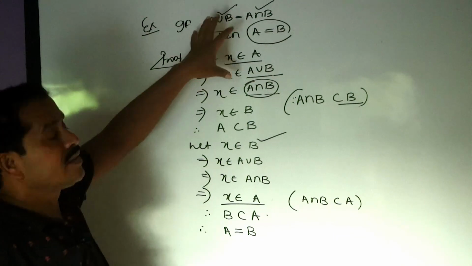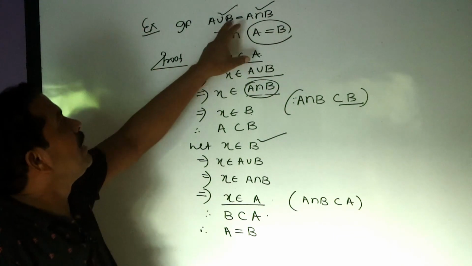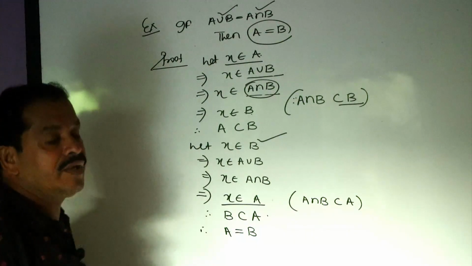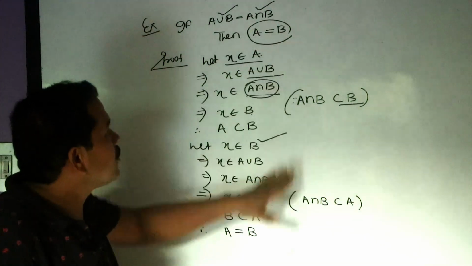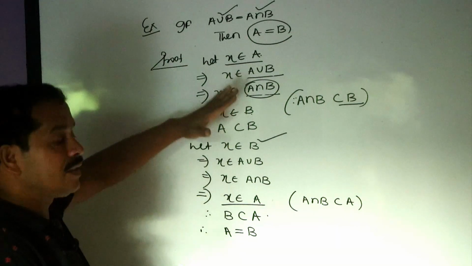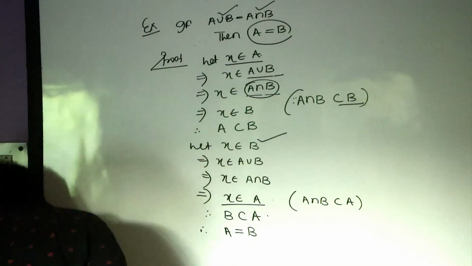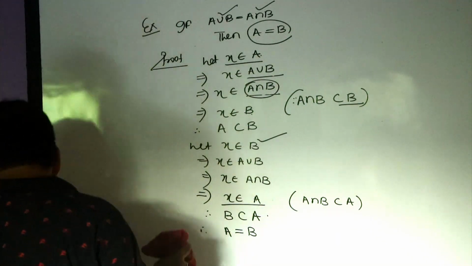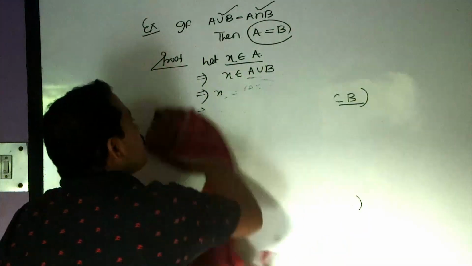So, very simple and easy result. If A union B equals A intersection B, we conclude that A equals B. But we have to prove this in an algebraic process, not in particular examples. As many problems as you can solve, then your fundamentals will be clear. So go through books and solve more problems, that will clear your idea.